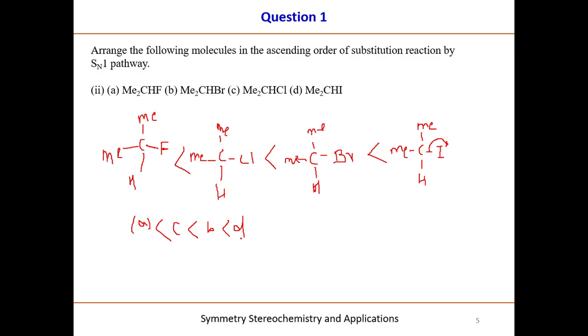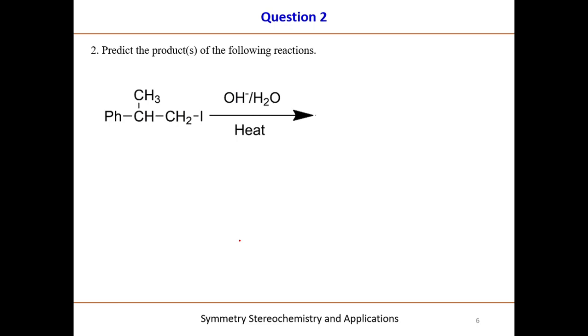Okay. Now let's move to question number 2. In this question, we have to predict the products of the following reaction. What will be the product for the following reaction? Here we have two different conditions. OH minus is a nucleophile, and H2O is a different nucleophile. So there are two different conditions. First, with OH minus, we have to write the reaction.